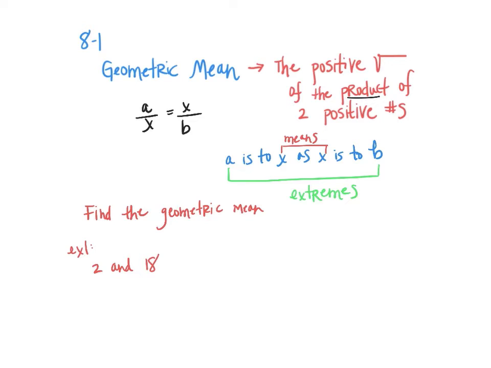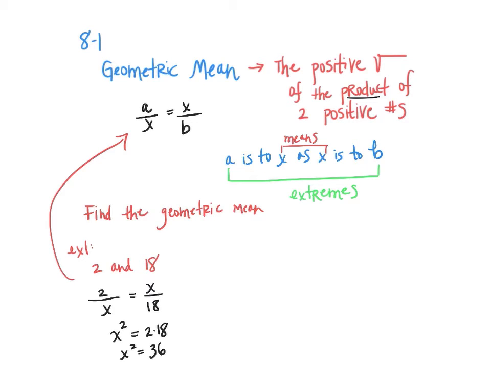Now, what I would encourage you to do, because they get harder, is set it up just like the problem above. So what we're going to do is say 2 is to X as X is to 18. And then it's just a proportion that we can solve. So we can say X times X is X squared equals 2 times 18. So X squared equals 36.